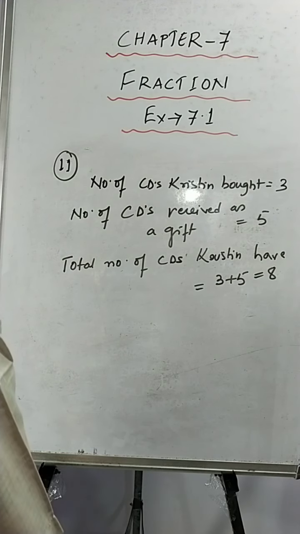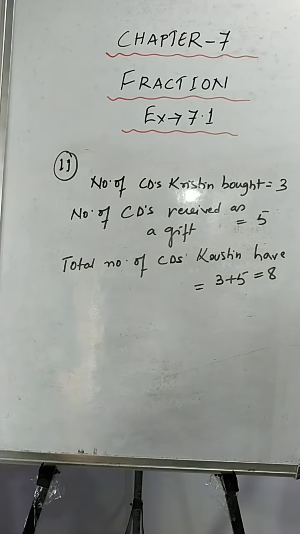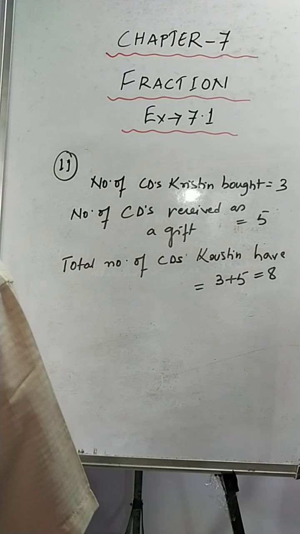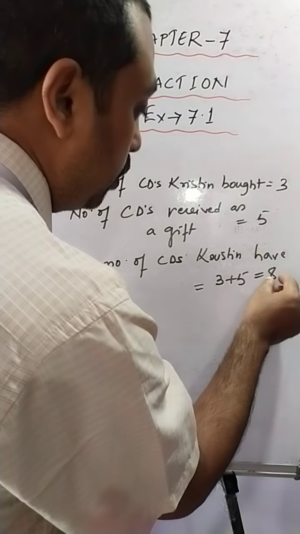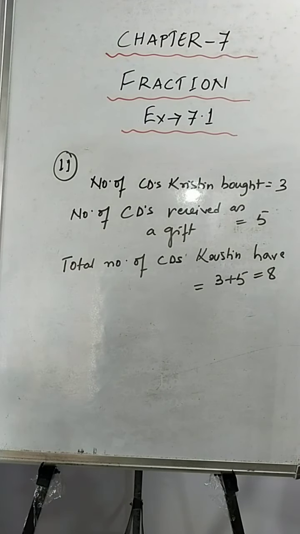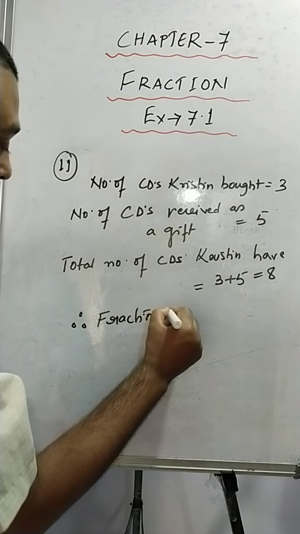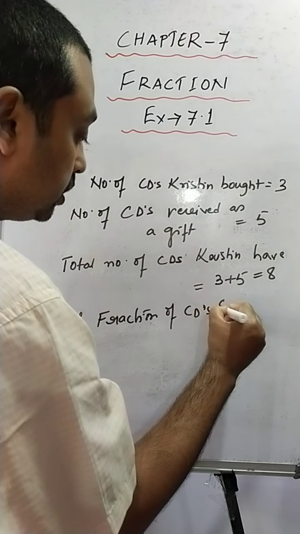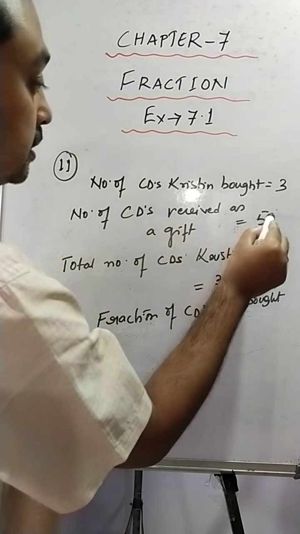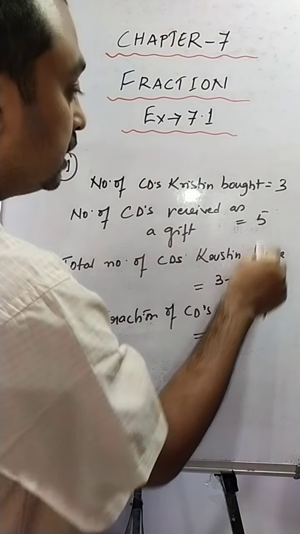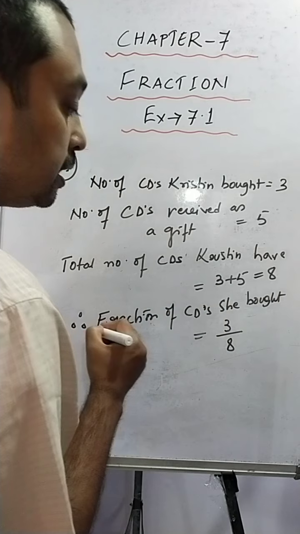So what is the question they have asked? Now what fraction of her total CDs did she buy, and what fraction did she receive as a gift? Okay. So what fraction of CDs she bought? So the first thing we'll write, fraction of CDs she bought. That means how many CDs she bought? That is 3. Out of 8, she has bought 3 CDs from the market. So what will be the fraction? Out of 8, 3 CDs she bought.